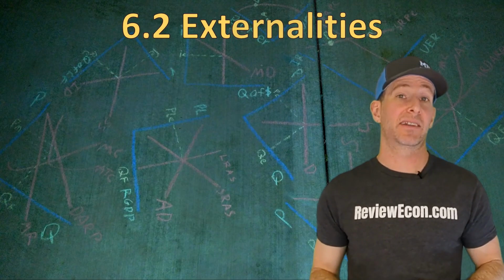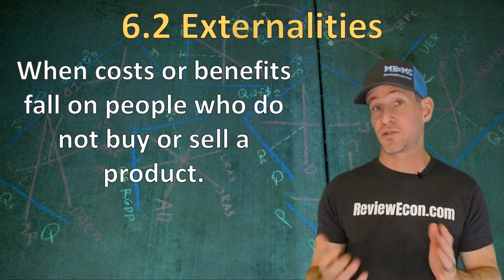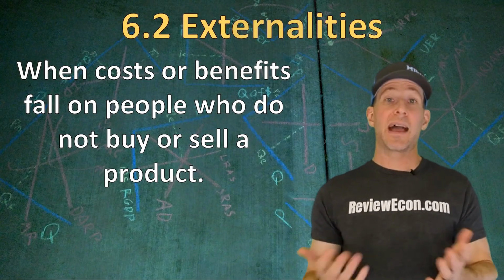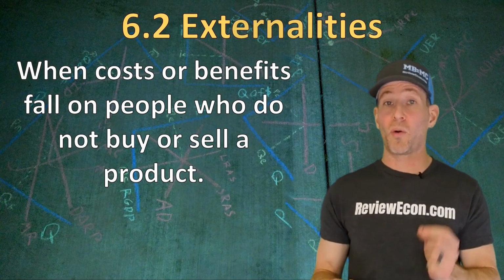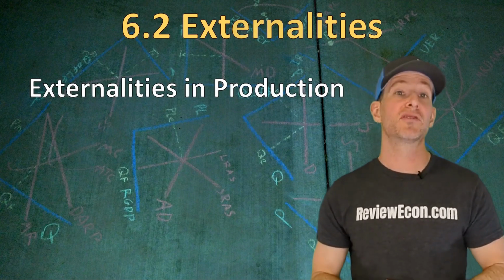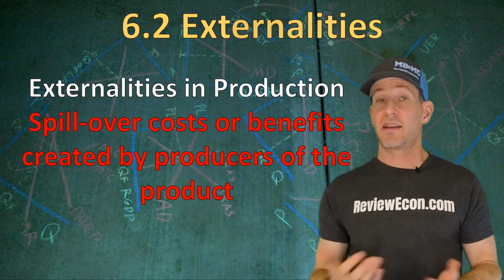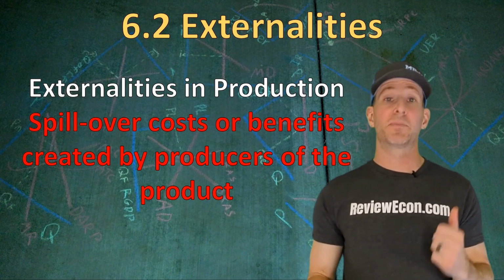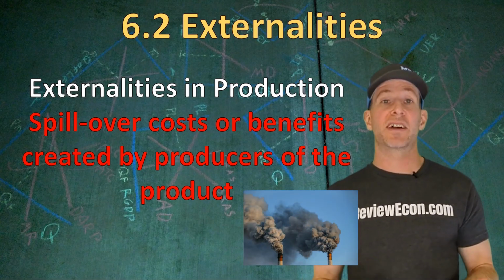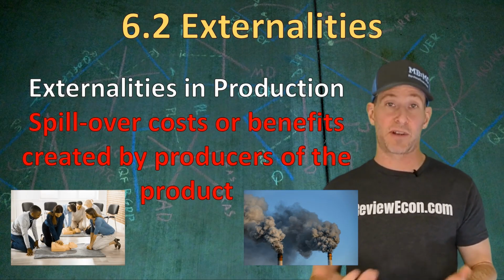Next, we have externalities. An externality is when there are benefits or costs that fall on people who aren't the producers or the consumers of a product. Externalities can come from the production or the consumption of a particular good. If we have externalities in production, those are where the spillover costs or benefits come from the production of a good. A negative externality in production is something like pollution at a factory.